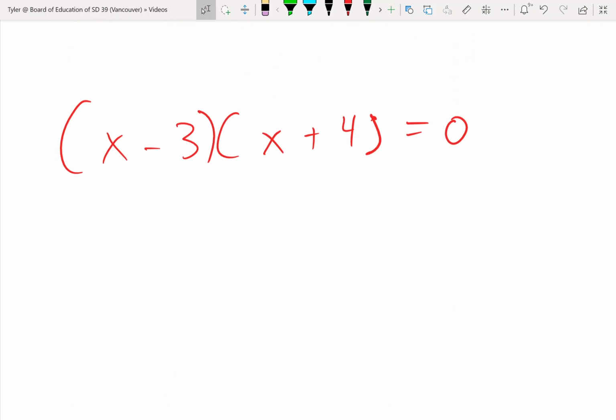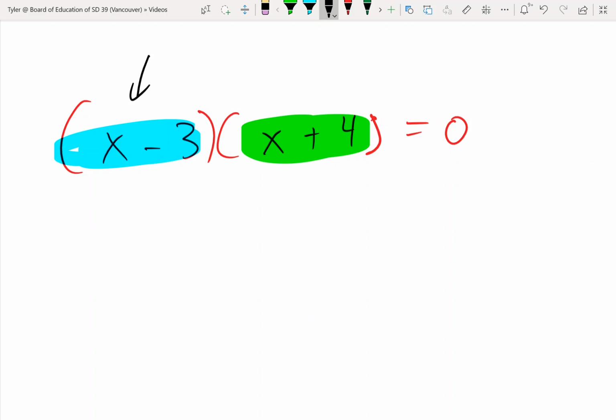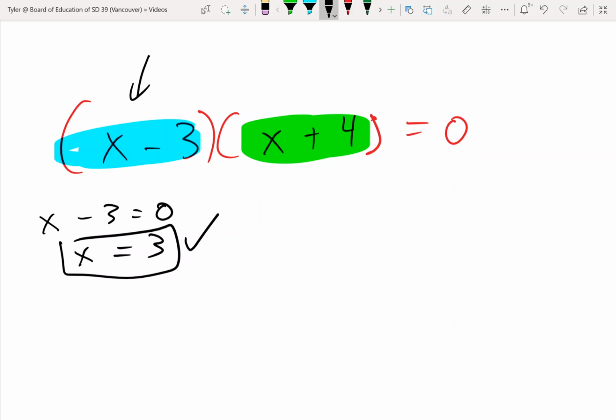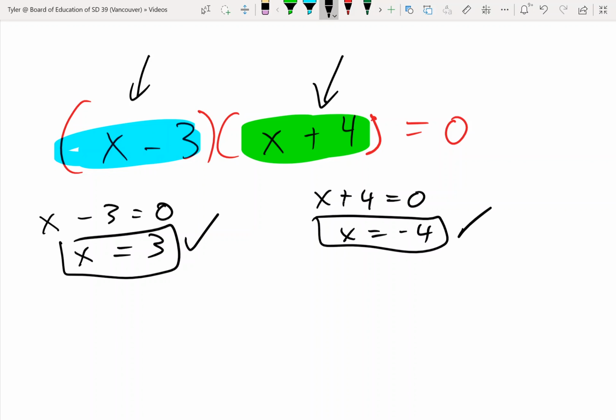Looking at this, x minus 3 times x plus 4 is 0. That means either this one or this one is equal to 0. One of them has to be 0. So if this was 0, that means that x minus 3 equals 0, so really, x equals positive 3. That is one possible solution. Or if this one was 0, that means x plus 4 equals 0, so x is actually equal to negative 4. So we have two possible solutions.